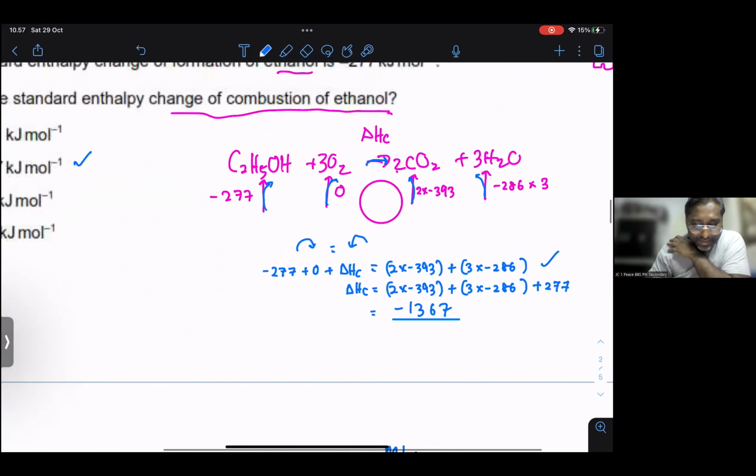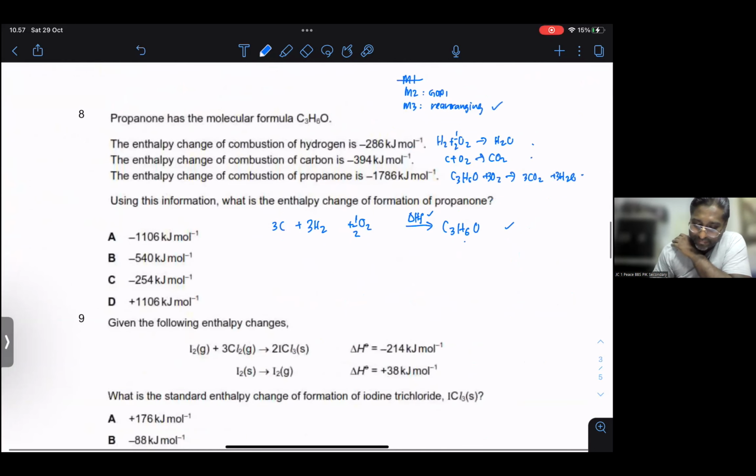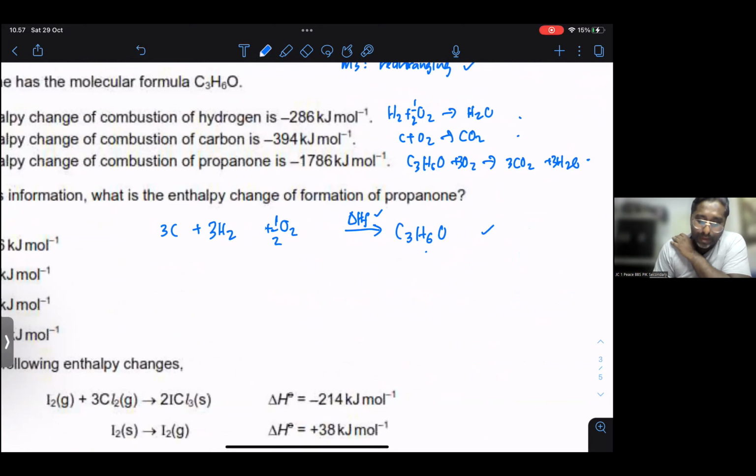This method is used when whatever equation you want to find, you have all the formations. That is going to be for Gopi's method. But for this one, the best method is rearranging. You see here, C3H6O, this is on my left, so I need to make it to the right.